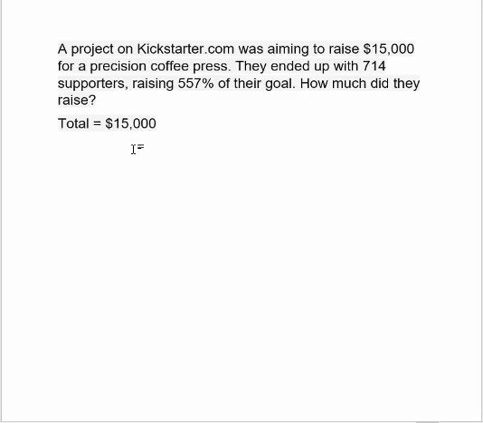Right? The number of customers was 714, and this is weird. You're given a percent of some type. So a percent here, you had 557% of their goal was raised. So what that means is they raised a lot more money than they were looking to. So I'm just going to change that to a decimal. So for a decimal, you move the decimal point 2 places to the left. So this is 5.57 as a decimal.